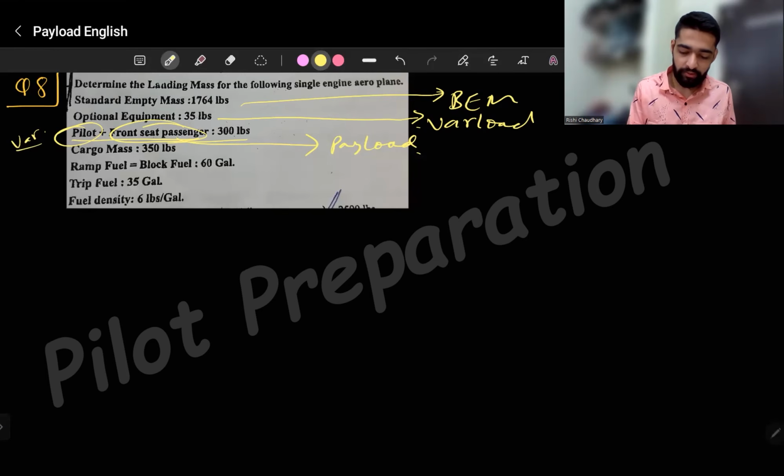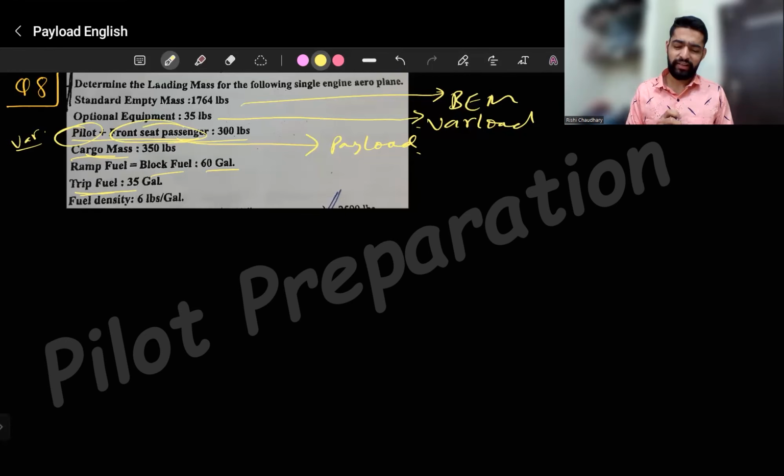And this is cargo mass. Cargo mass is again payload, and ramp fuel is block fuel. That is 60 gallon, and trip fuel is 35 gallon. It should be in LB, right? Because everything is in LB, so this should also be in LB. LB means pound, I guess. So fuel density is 6 pound per gallon, or 6 LB per gallon, right? So what I can say with this is I first need to convert my block fuel and trip fuel from gallon to LB, correct?